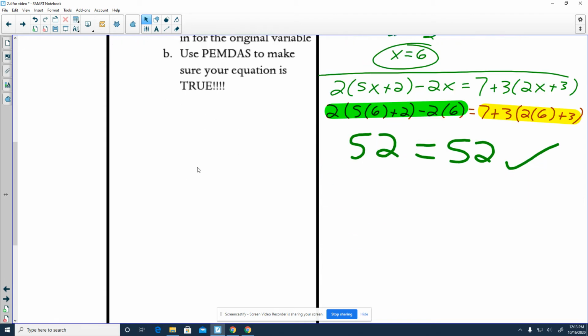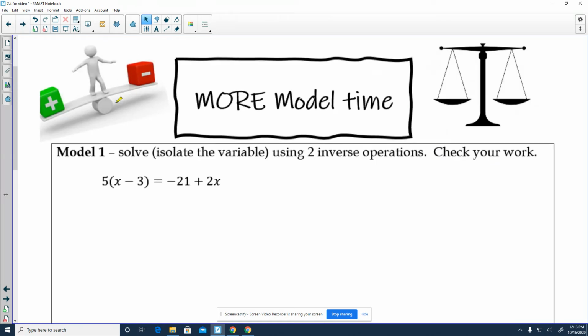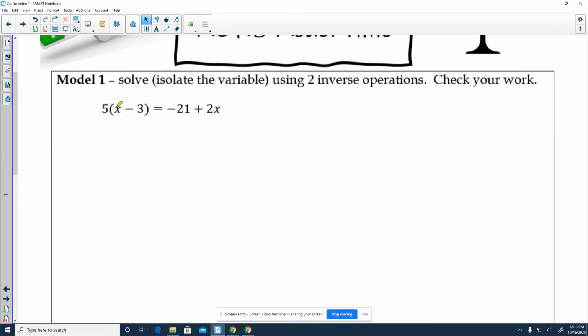So let's take a look at two more, but before we do, again, just make sure you follow these steps. You apply the distributive property, you combine like terms, and then after you solve the equation like we've always been doing this unit, just make sure you check your work. Okay, let's take a look at a couple more.